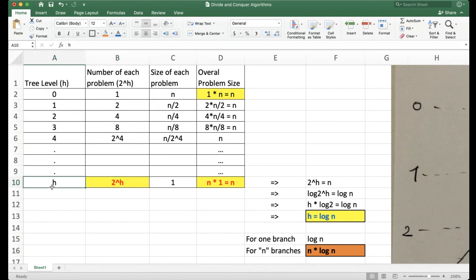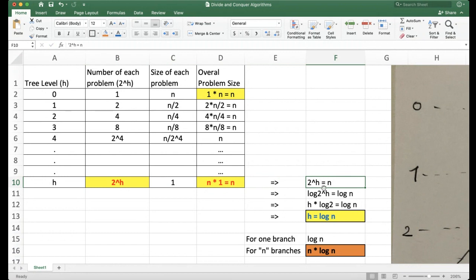When we get to level h, we would like to have n problems of size 1. So we know the size. The only thing we don't know is, okay, what is h, right? That's the thing we don't know, the value of h. But I know that 2 to the power of h has to be n. That's for a fact. Why? Because I want to keep the overall size of the problem n. And since I have problems of size 1, I know I have to have n of them. So 2 to the power of h has to be n.